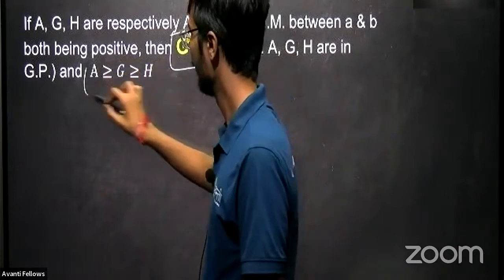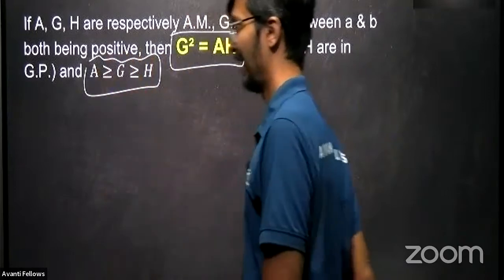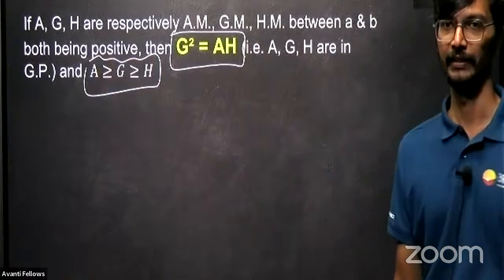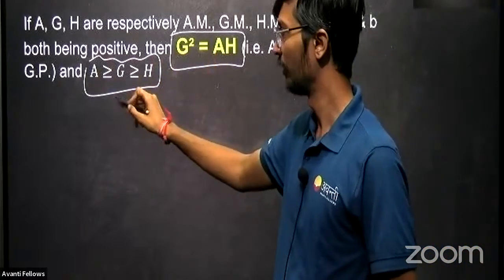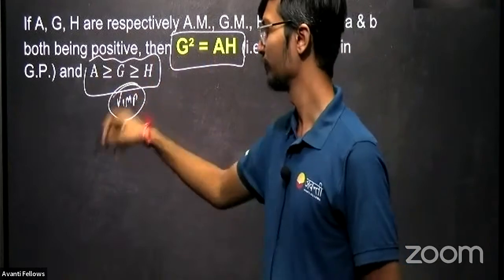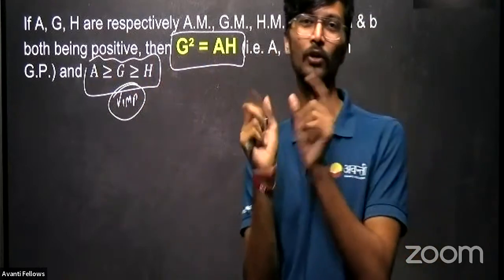Let us do 1-2 questions. But first, this is very important: the relation between geometric mean, harmonic mean and arithmetic mean. First is G square is A into H. This is very important.